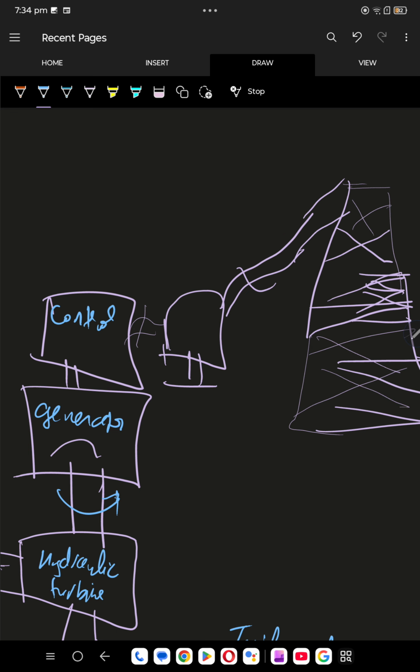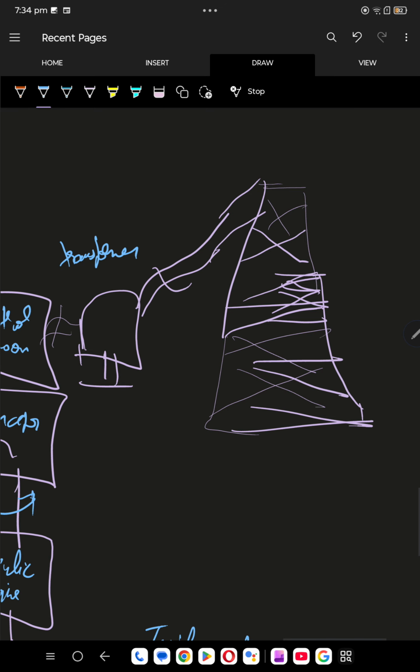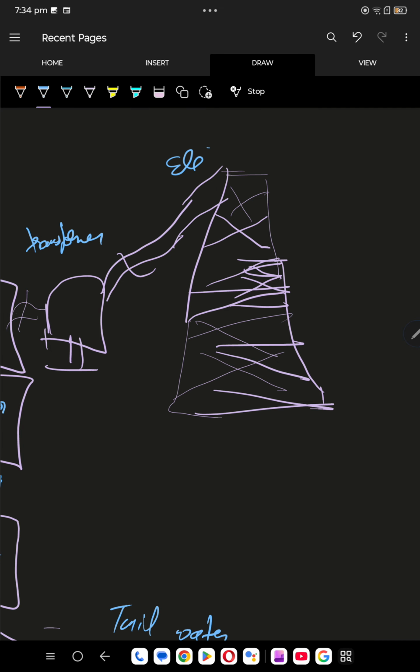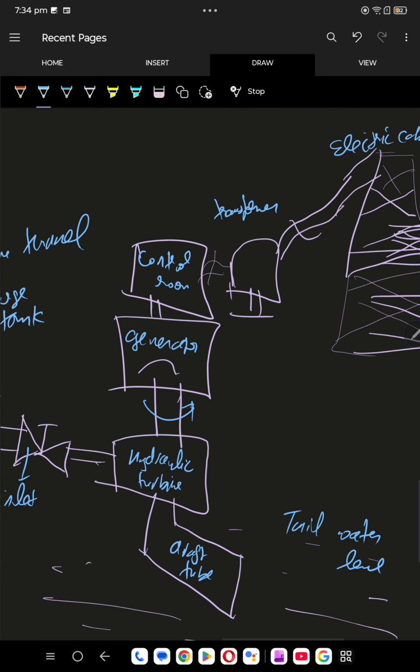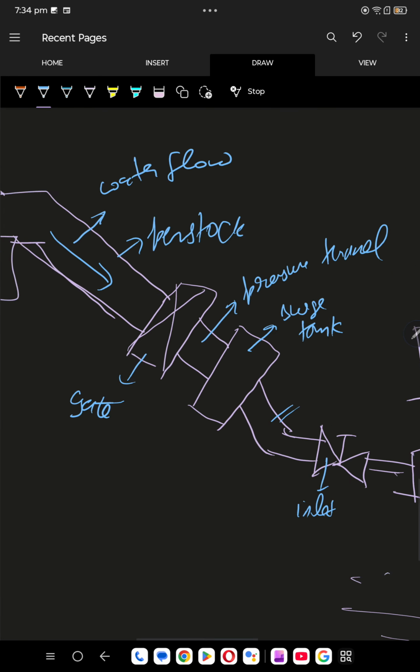This is the control room. This is the transformer. This is the electric cable, power lines, grid, all that. So now let me explain. Now that we have finished labeling, I can explain how it works.